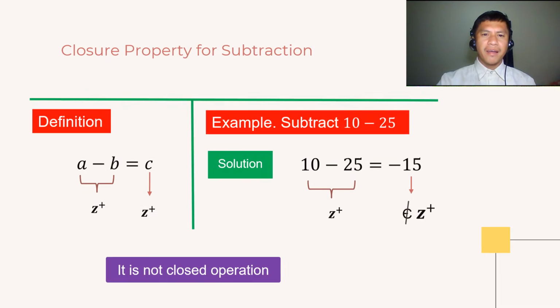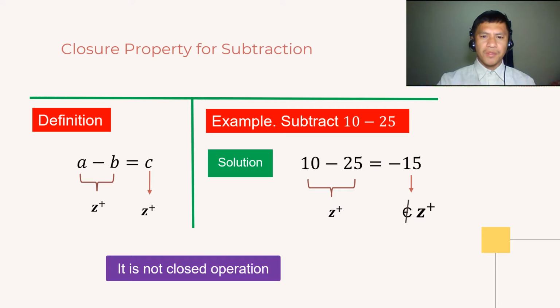Let us verify closure property for subtraction. So let's study the situation. 10 minus 25. The answer is negative 15. Take note guys, 10 and 25 are elements of positive integers. But the answer is not a positive number. So therefore, this is not applicable for subtraction.